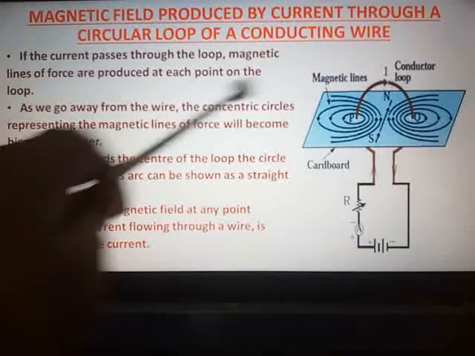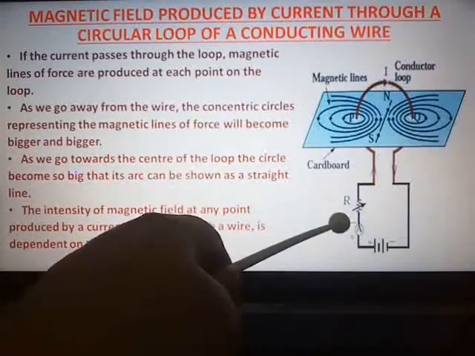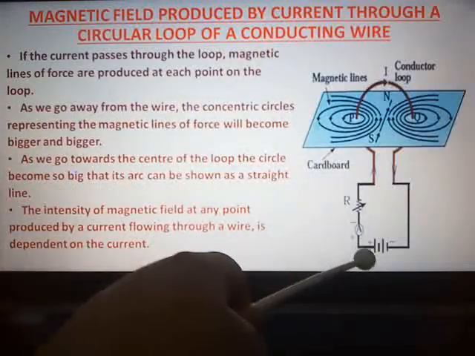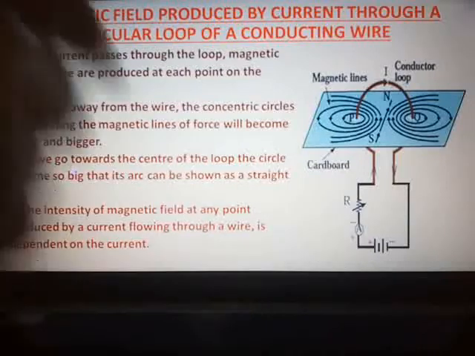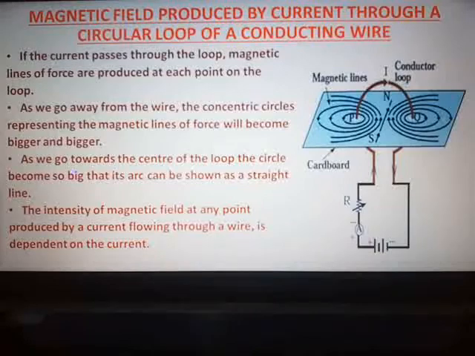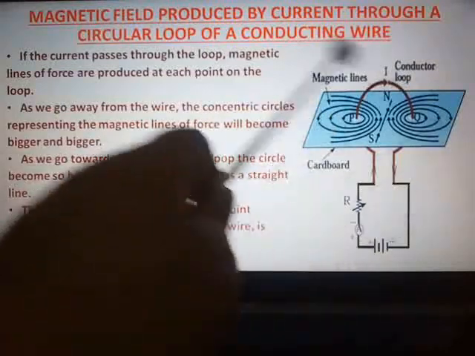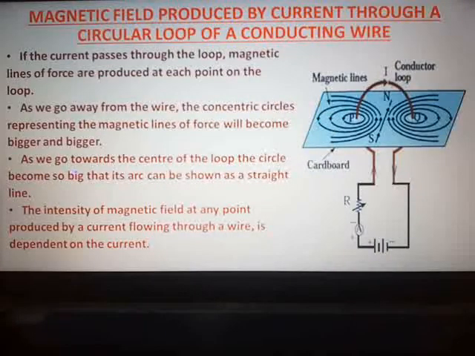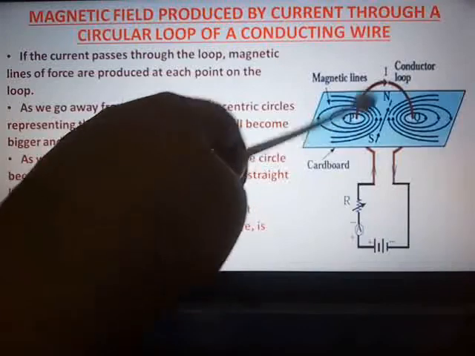In this figure, what you can observe is a circuit completed by connecting various components. You can see the ammeter, you can see the battery over here. You can see carefully in the figure how the various components are joined and the circuit is completed. So when the circuit is completed and the current passes through the loop, the magnetic lines of force are produced at each point of the loop.